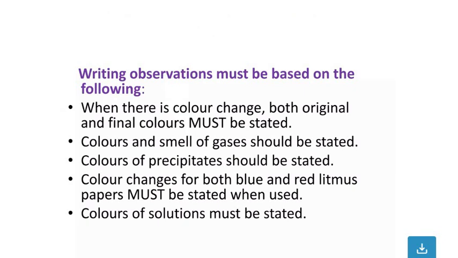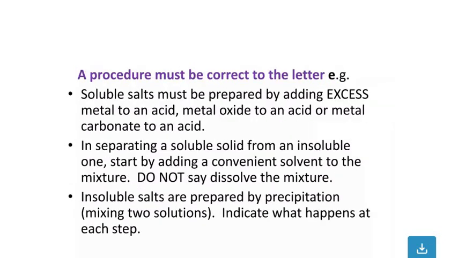Now, writing observations must be based on the following. When there is a color change, both the original and final color must be stated. Color and smell of gases should be stated. Color of precipitates should be stated. Color changes for both blue and red litmus paper must be stated when used. Color of solution must be stated.